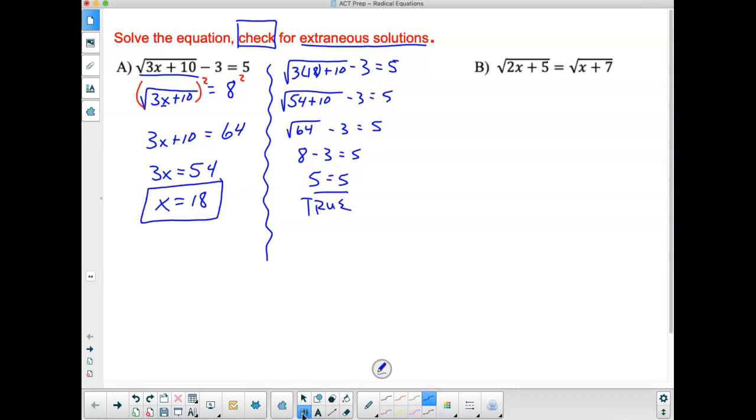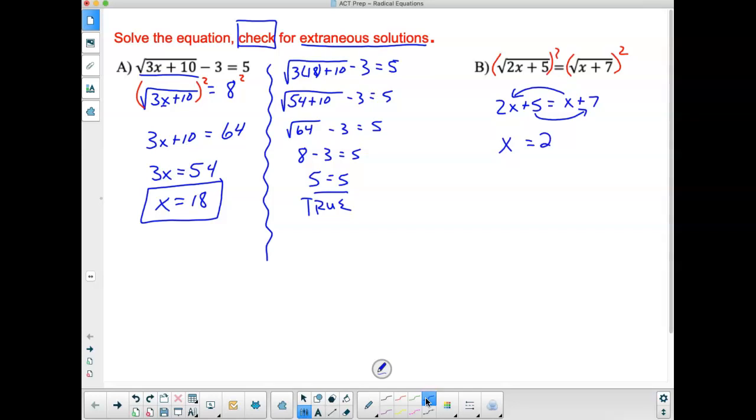Okay? So I had one square root in this problem, and in B I have two square roots. Well, there's no way to isolate two of them. So if I come here and square both sides of the equation, I get 2x plus 5 equals x plus 7. The square root's gone. Now I just have to get x by itself, so I'm going to move this x over here, and I get x. I'm going to move the 5 over there, and I get 2. So it looks like x equals 2.